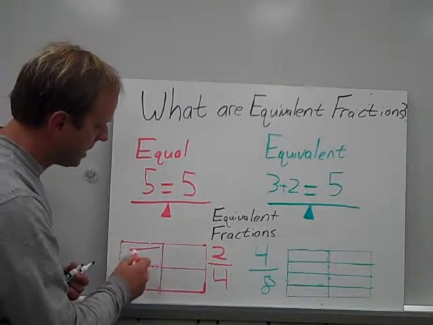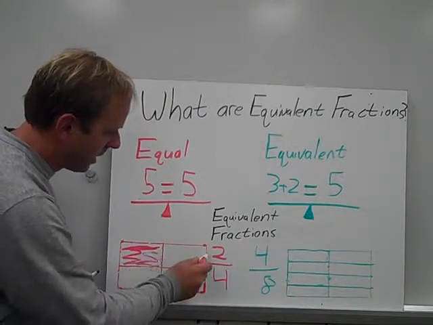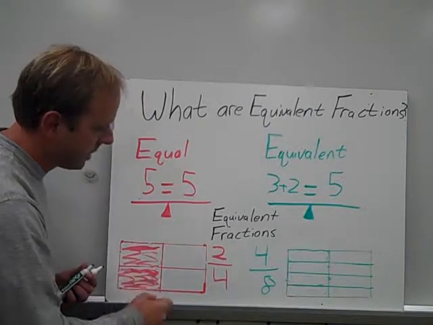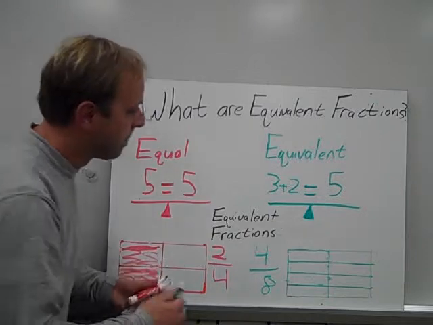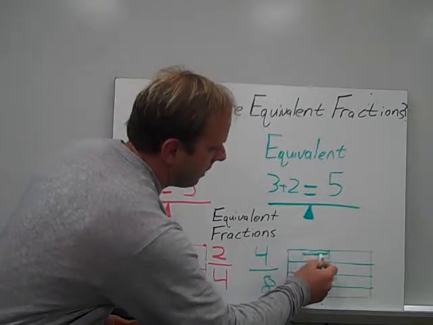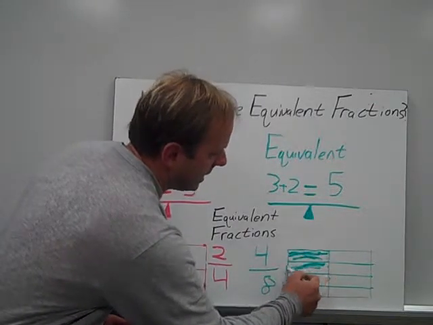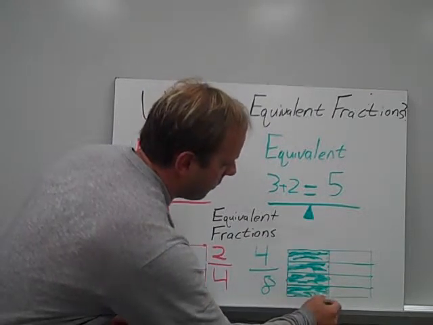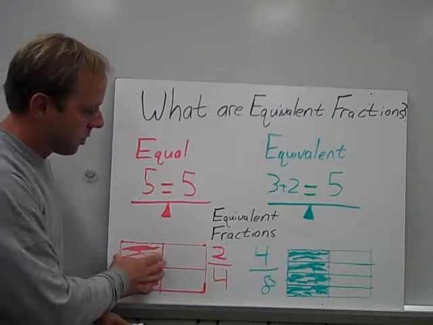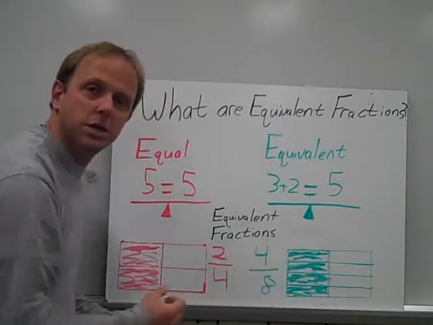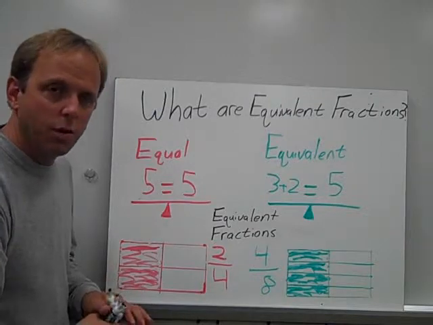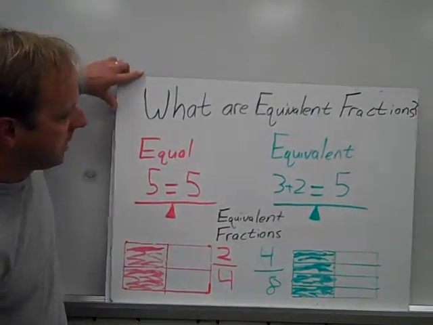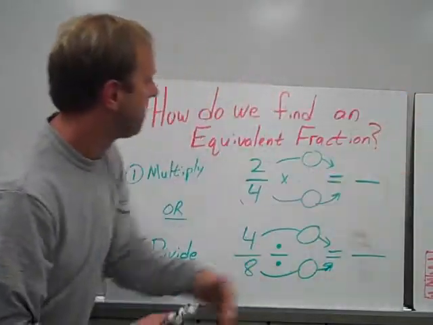However, in this box I'm shading 2, my numerator, out of 4 sections. So I have shaded 2/4 of this box. In this box I'll be shading 4 out of 8 sections. I've shaded 4/8. Because the total area of each is equally shaded, we can say that these fractions are equivalent. Now let's look at that using math.